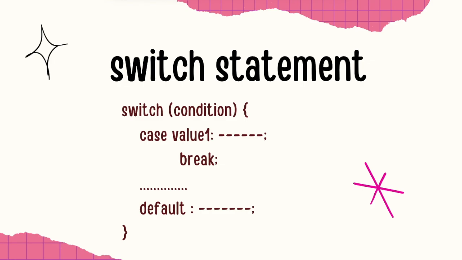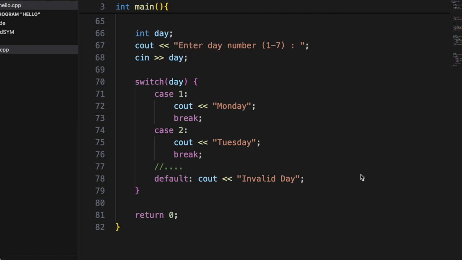Let's see the program. In this program, we are asking the user to enter a day number. 1 for Monday, 2 for Tuesday, 3 for Wednesday, and so on. And if the user writes 8 or 9 or any other number, we will print invalid day. Here we have asked the user to enter the day number, and then we have switch day. It will hold the value, case 1.